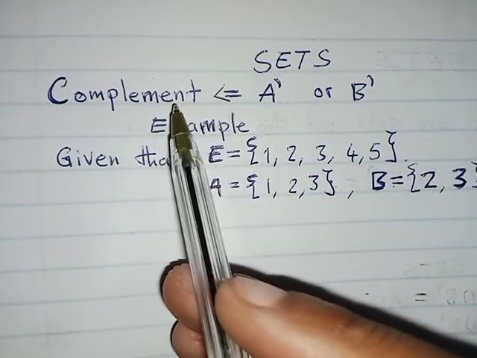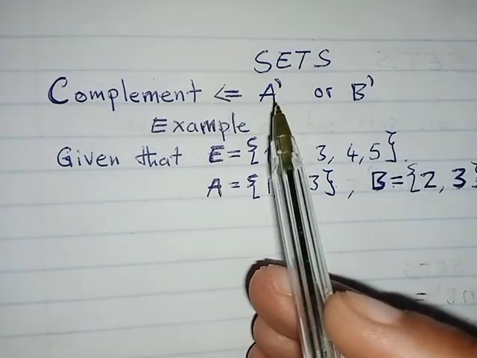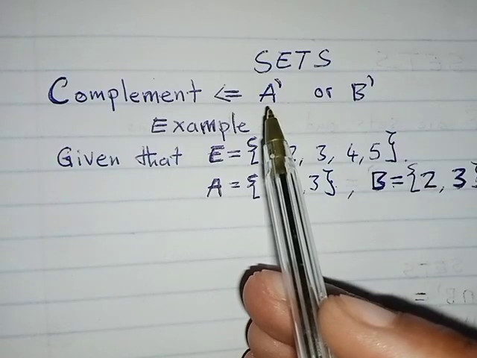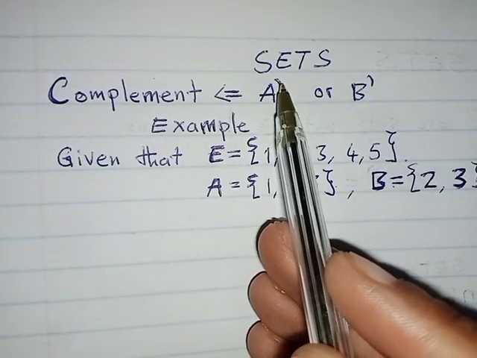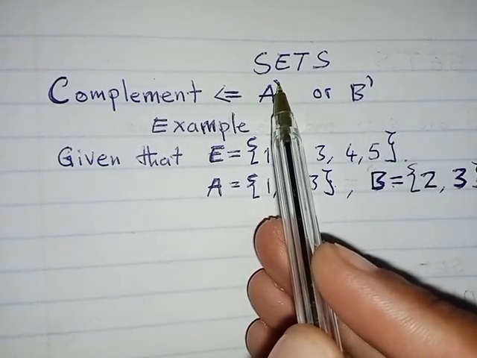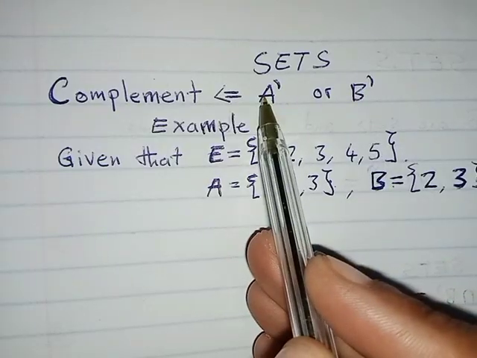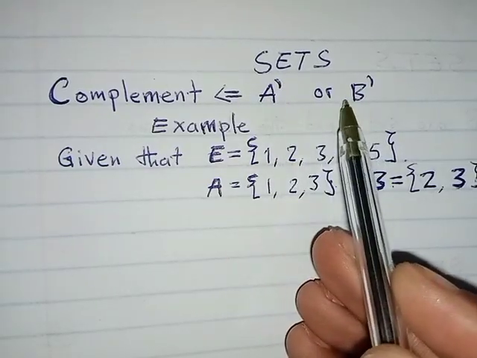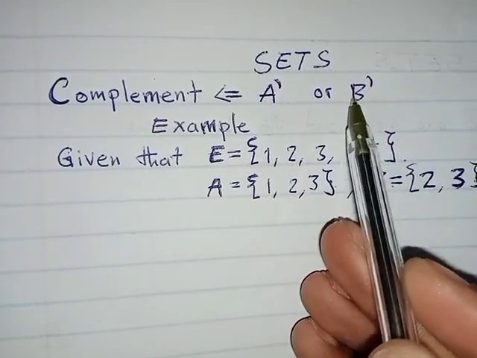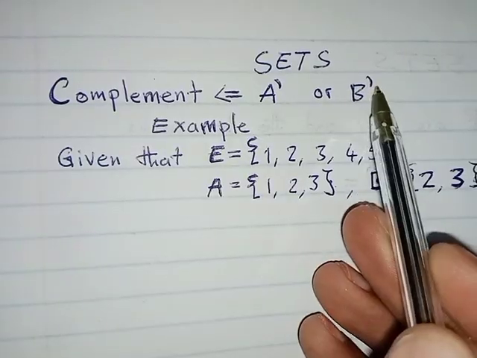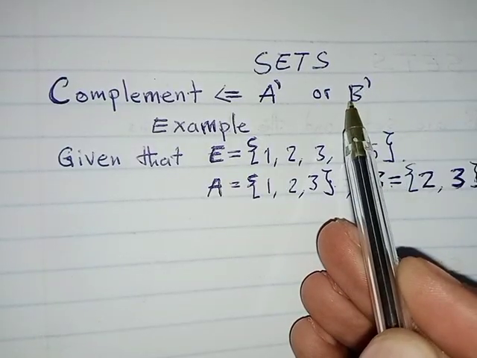Complement. The complement of a set means things that are not in that set. So the symbol for the complement is this. Here we read this as A complement, or if it is on B, we say B complement, meaning things that are not in set B.